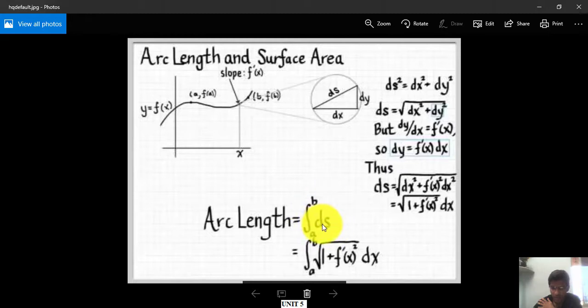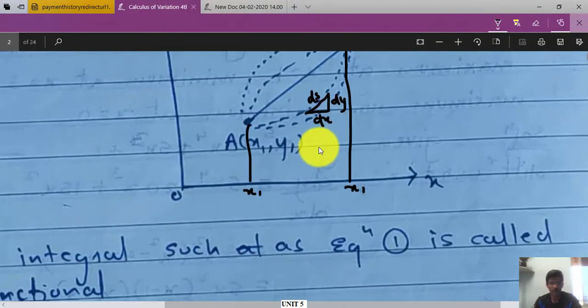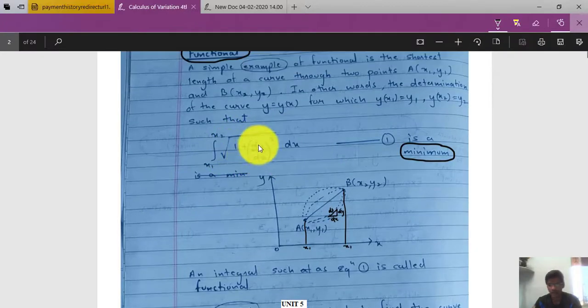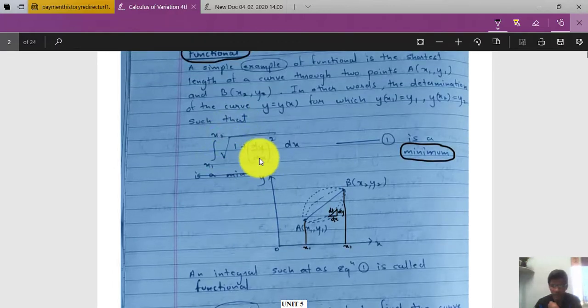But what is the value of ds? It is the square root of 1 plus f dash of x square dx, and that is what is given here: 1 plus f dash of x square, that is dy by dx square, dx, over the interval with limiting points x1 and x2. So any integral of this type is called a functional, right?